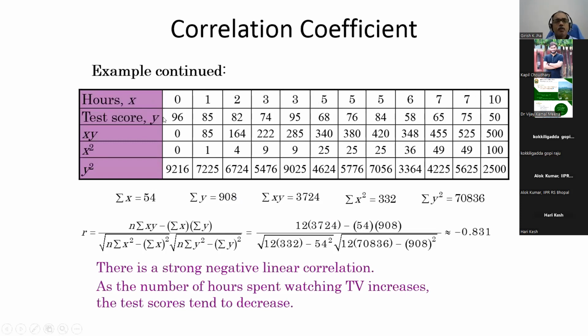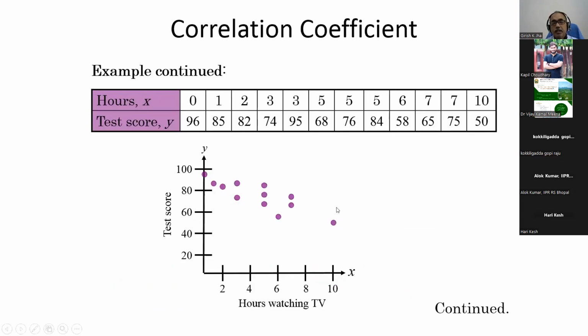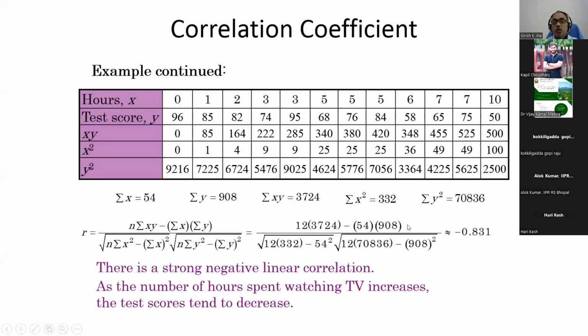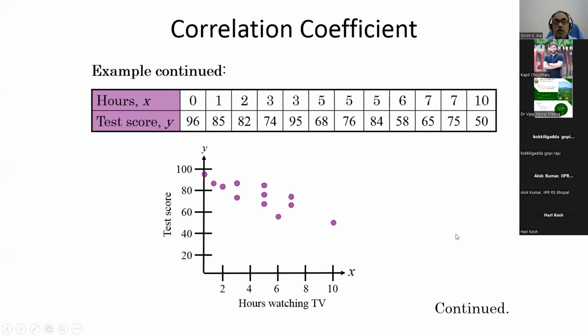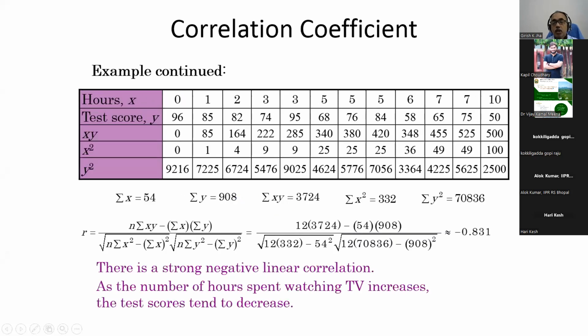Again, the same kind of exercise has been done for different hours, different test scores, and then cross product, square, and all kinds of things. And naturally, as I said, the data itself says that there is a negative correlation. Of course, it looks like there will be a high value for this, but the exact value you cannot know from that; you will have to calculate it.